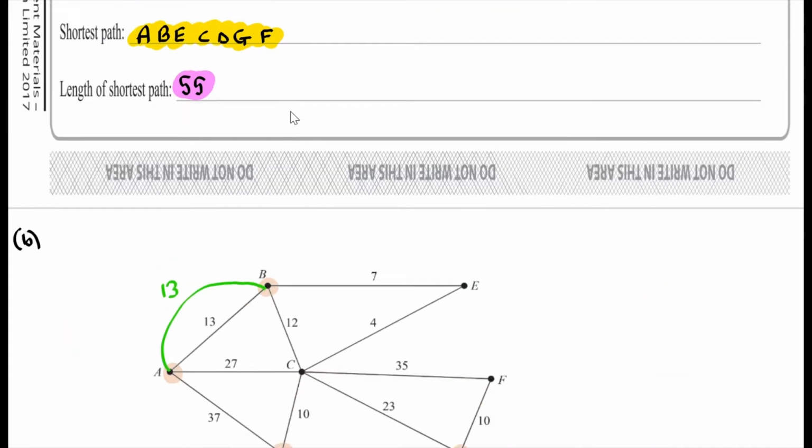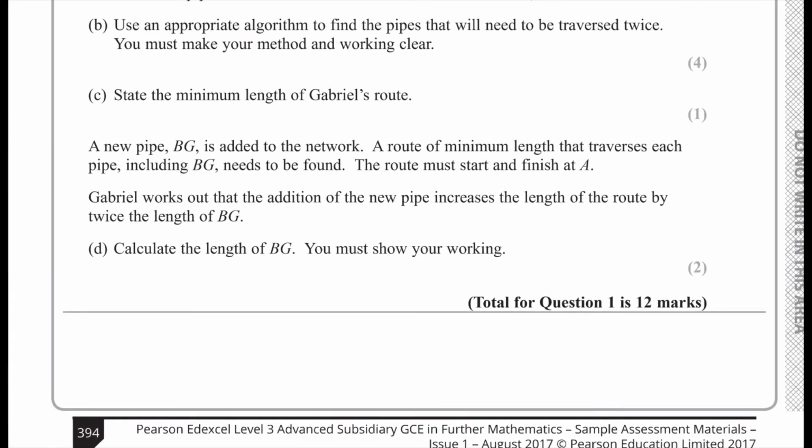Now for part D, a new pipe BG is added to the network. A route of minimum length that traverses each pipe including BG needs to be found. The route must start and finish at A. Gabriel works out the addition of the new pipe increases the length of the route by twice the length of BG. We have to calculate the length of BG. You must show your working.